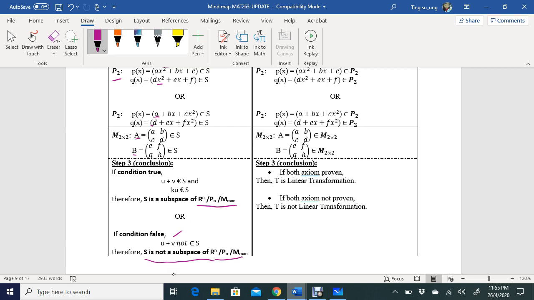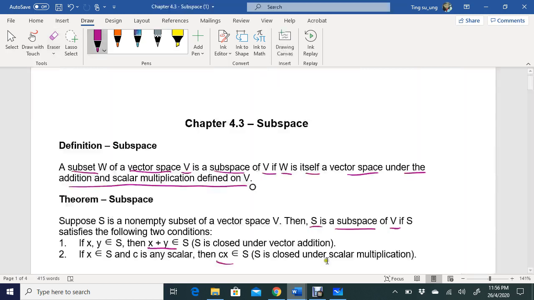So that's why my mind map is very important. It's like the summary before you go for the exam. Just get used to it, because I already compared the conditions and how to prove, and so on, step by step, from step A to step Z. So let us continue. Basically, this will be the introduction on subspace.